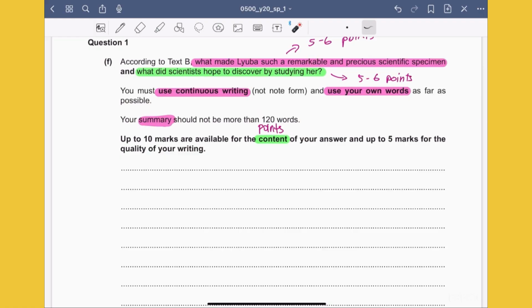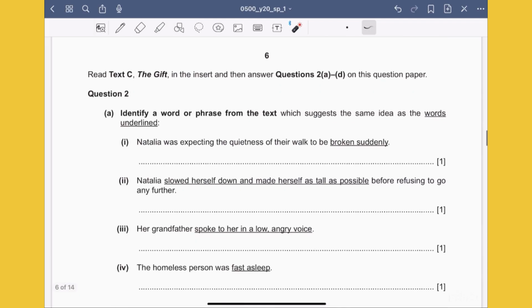And usually I would tell my students that this is the only question where you have to worry about the word count. So basically, if you have your 10 points and your writing is grammatically correct, you haven't made any punctuation or grammar mistakes, and you have successfully given your own synonyms, or if you have rephrased the phrases, then you shall be able to score 5 marks. Now let's have a look at question 2.